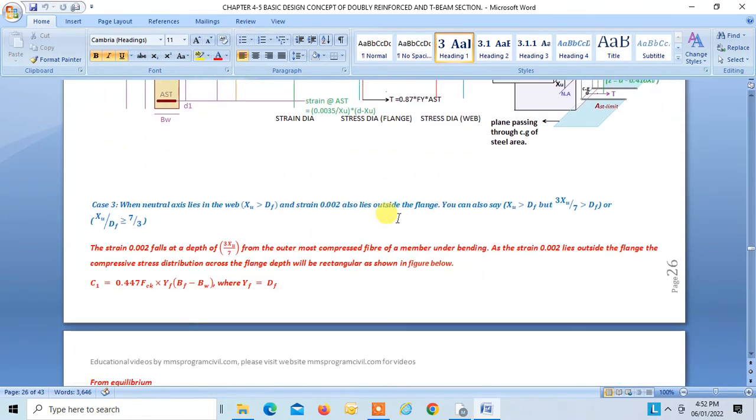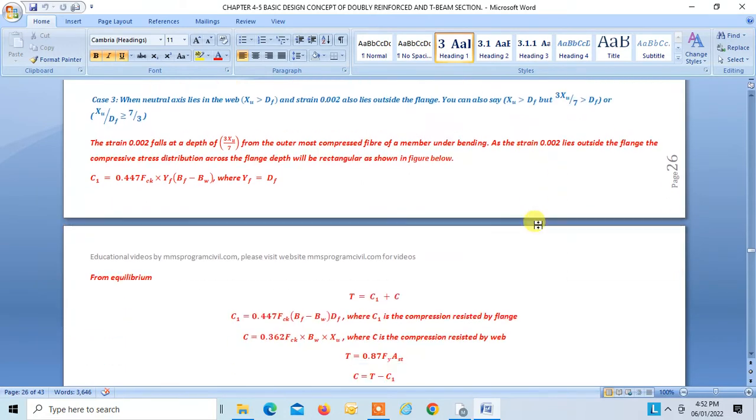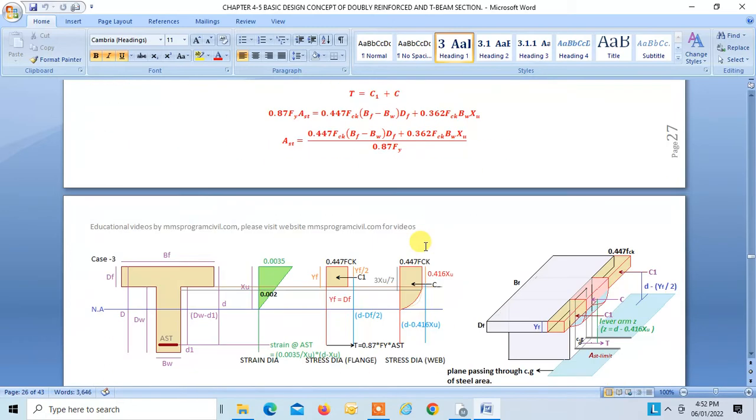Now coming to case 3. When the neutral axis lies in the web, that is XU is greater than DF, and strain point 0.002 also lies in the web, that is outside the flange, right? That means your XU is greater than DF, and 3 by 7 XU is also greater than DF, okay, because strain point 0.002 falls at a distance 3 by 7 XU. If your strain point 0.002 falls in the web, that means 3 by 7 XU is greater than DF. Simple, right? So let me explain it to you in the figure, right?